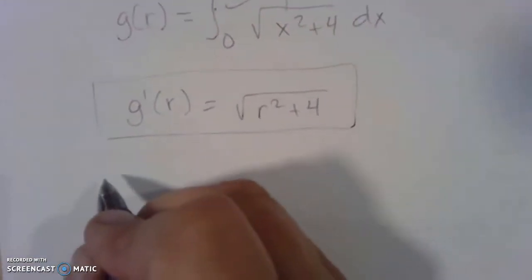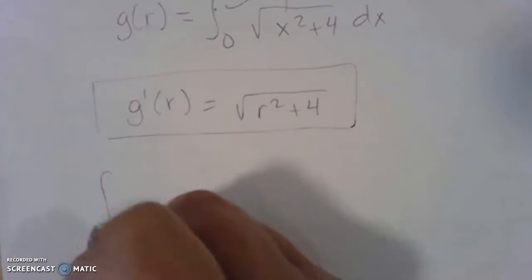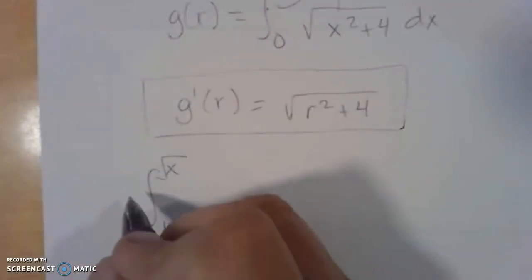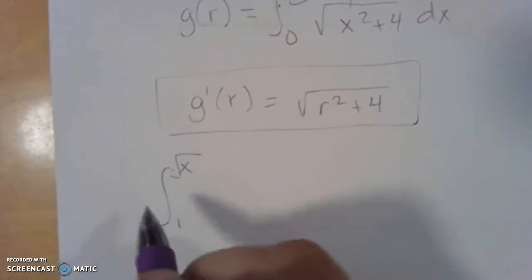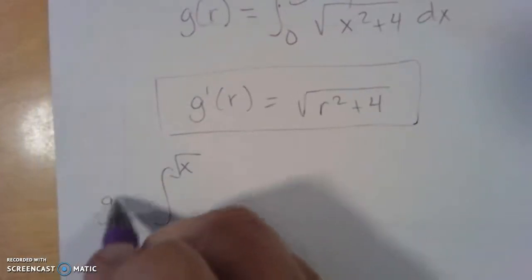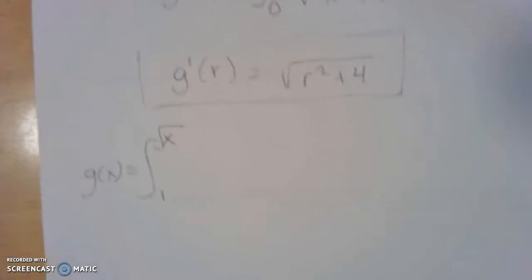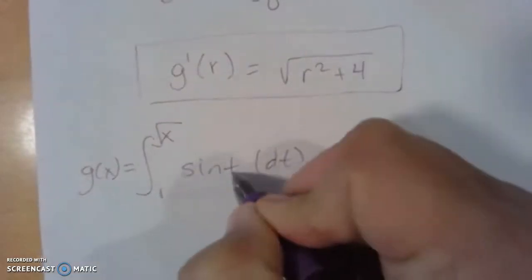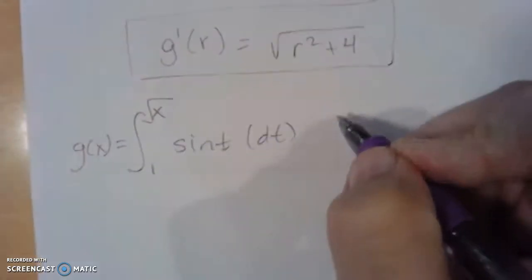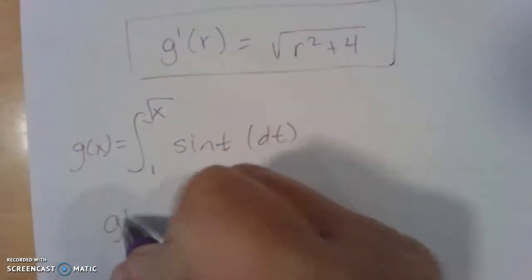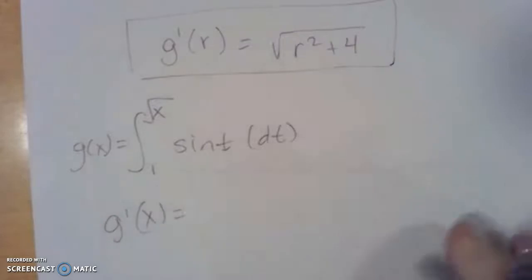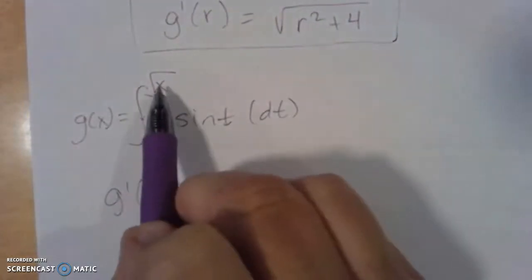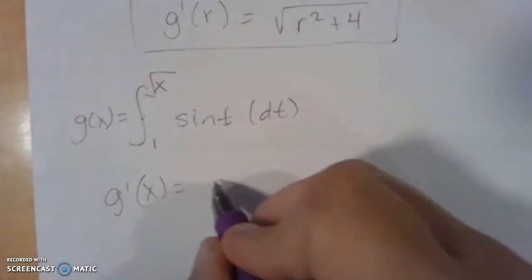Okay, let's look at something like this. The integral from 1 to the square root of x. Let's say we're going to find g of x equals the integral of sine of t dt. Again, I'm going to take the derivative of the left side, and when I take the derivative of the right side, it's going to cancel that out. I want it in terms of x, so I'm going to just take that x and plug it in here.